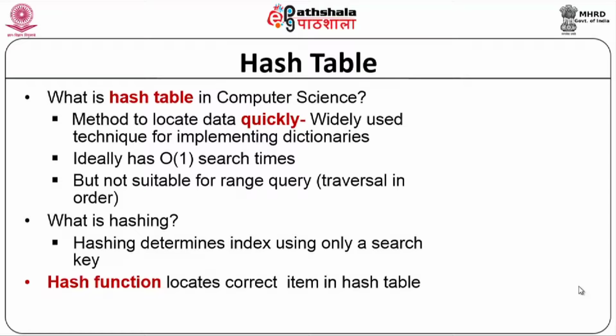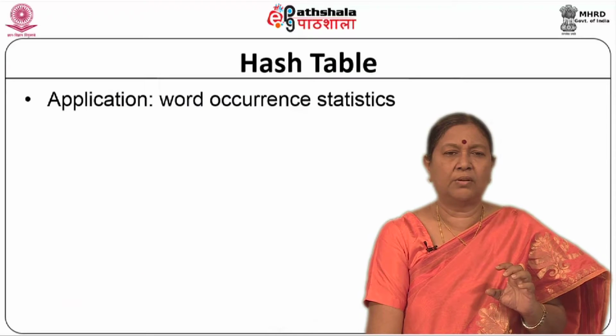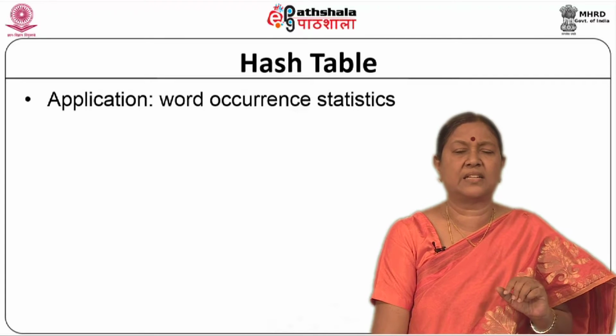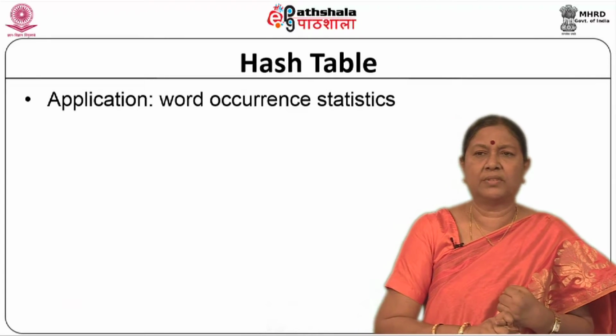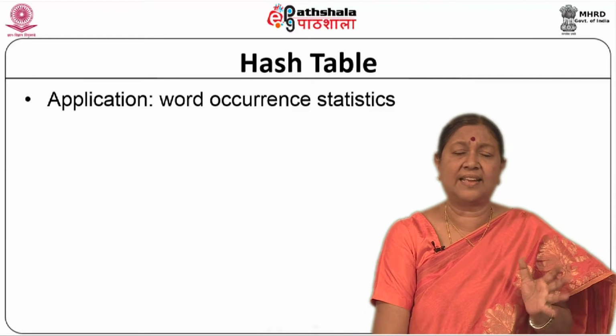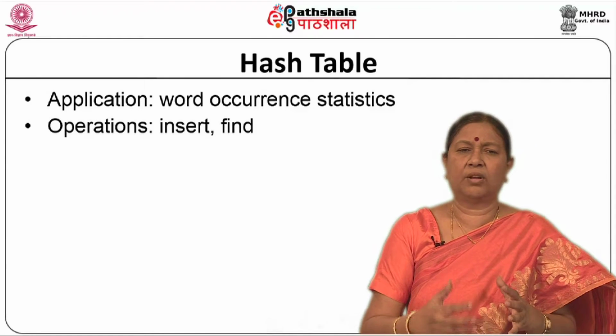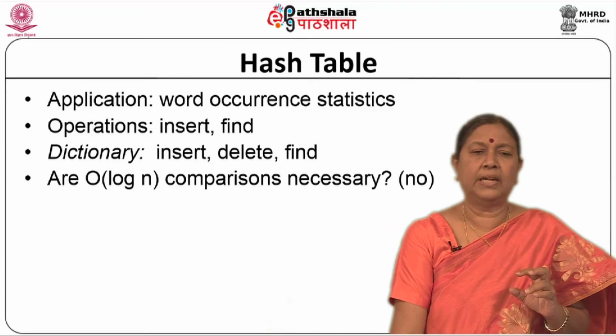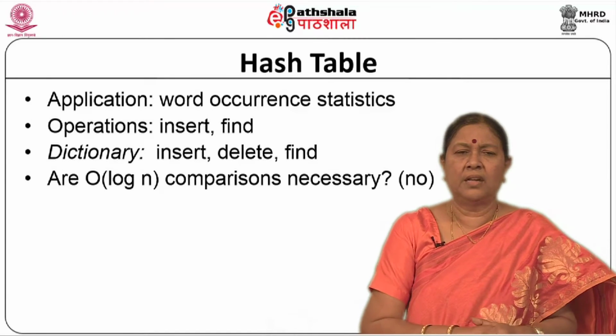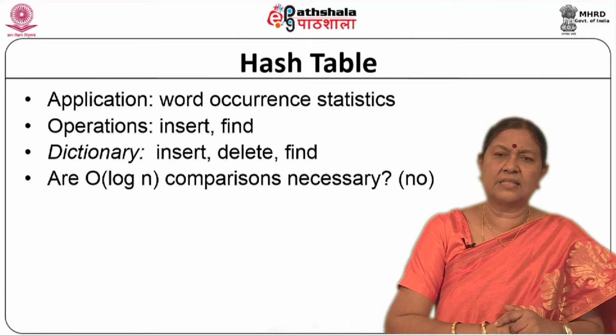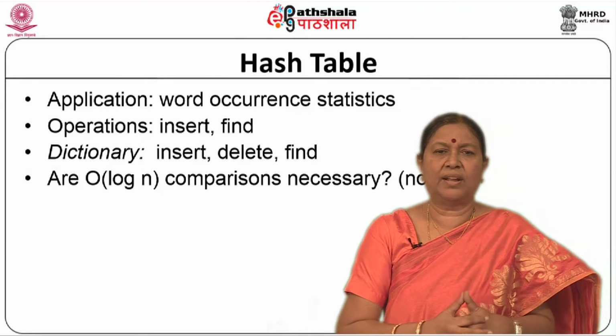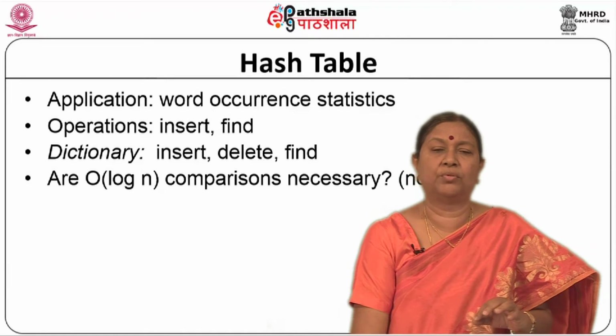So, we are now going to talk about this hash function. What is the function of the hash function? The hash function locates for you the correct item in the hash table. So, we normally say it maps or hashes to the entry, the value. Now let us take the application of this hash table when you want to find the word occurrence statistics for operations like insert and find. A dictionary normally uses insert, delete and find. Find is very important. Is it necessary to do an order of log n comparisons? We should not have to do that.